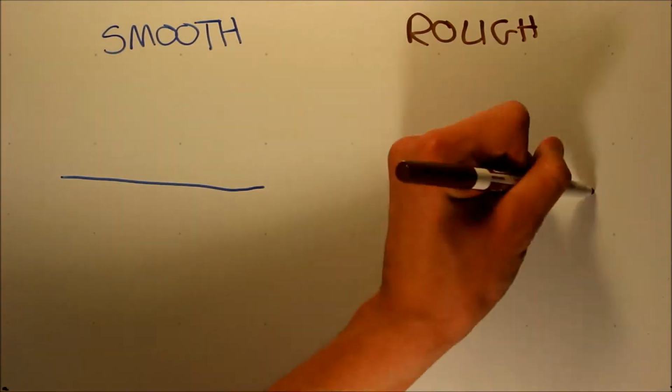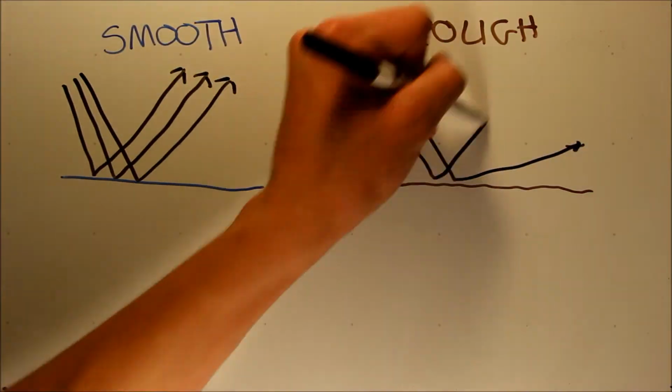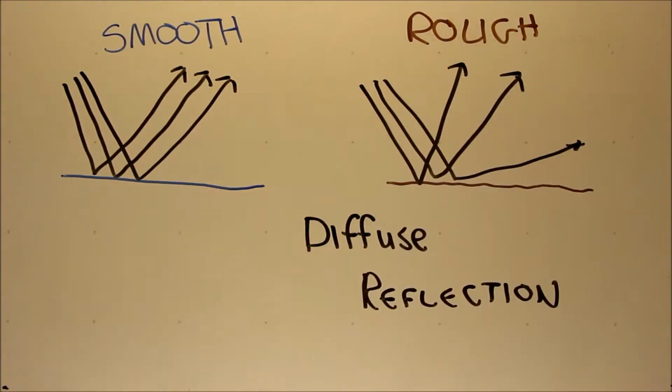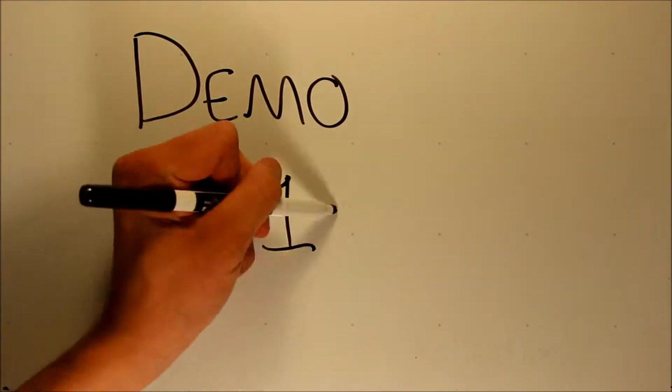There are two ways that light can be reflected: a specular reflection, in which light is reflected in a single outgoing direction, or a diffuse reflection, in which light is diffused in many directions due to the imperfections in the surface. Here's my first demo showing this in action.